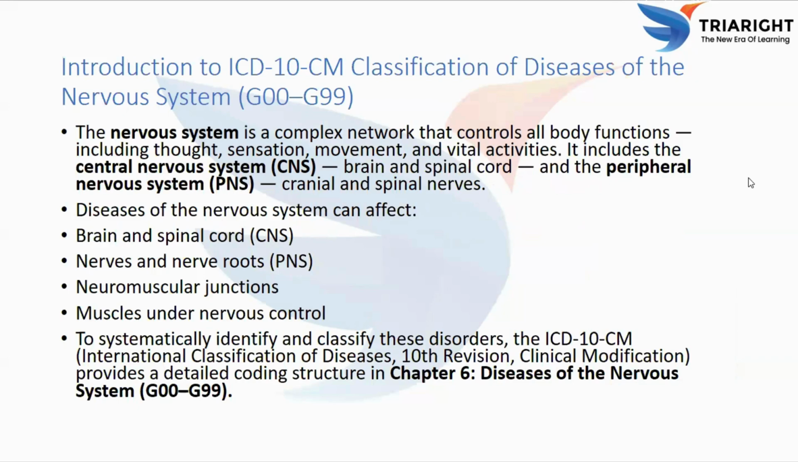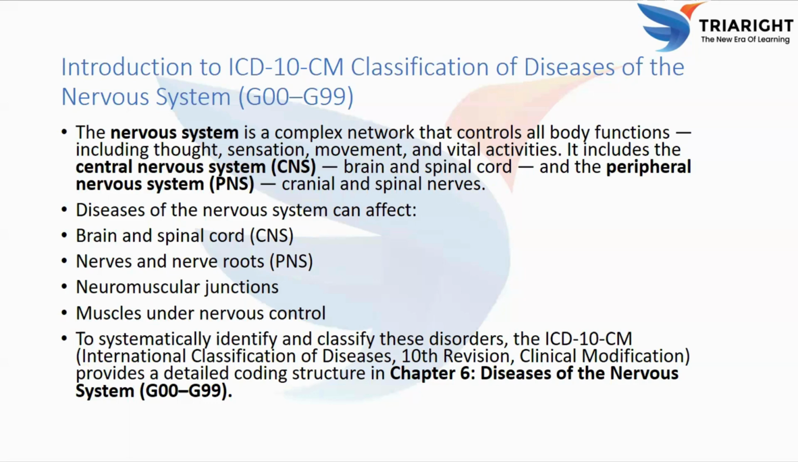The nervous system is the control center of the body, right? It manages everything you do, including thinking, feeling, movement, breathing, heartbeat, and all vital activities. It has two main parts, the central nervous system and the peripheral nervous system. The central nervous system includes the brain and spinal cord, and the peripheral nervous system includes all cranial nerves and all the spinal nerves. These nerves carry the messages between the CNS and the rest of the body.